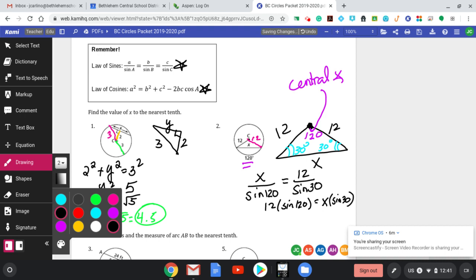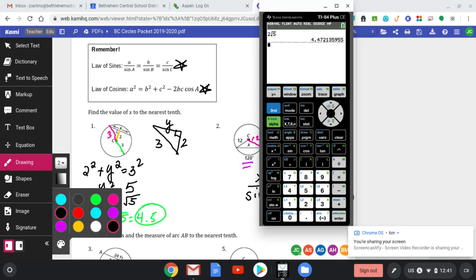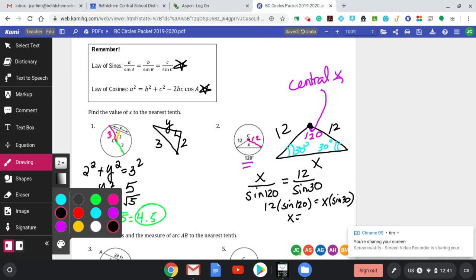Divide both sides by the sine of 30. Again, also make sure you're in degree mode. Make sure that calculator, hit that mode. Make sure you're in degree mode. Not too sure when the last time you used it. And if you're using the one on the Chromebook, it's probably in radians. So make sure you're in degree mode, FYI. And then you should be getting, to the nearest tenth, about 20.8.